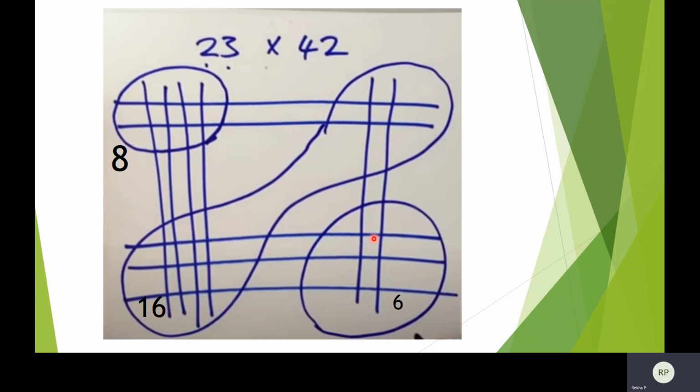So in this one, 1, 2, 3, 4, 5, 6. Sorry, 6 points are there. This group, the number is 6. And now if you count the intersecting points in this group, you will get 16. 1, 2, 3, 4, 5, 6, 7, 8, 9, 10, 11, 12, and 13, 14, 15, 16. So write 16. We'll do the carry forward later. And then count this group. When you count this group, you will get 8. So 1, 2, 3, 4, 5, 6, 7, 8.